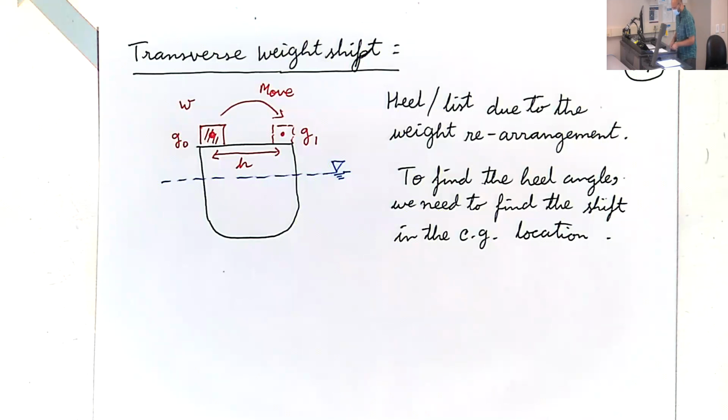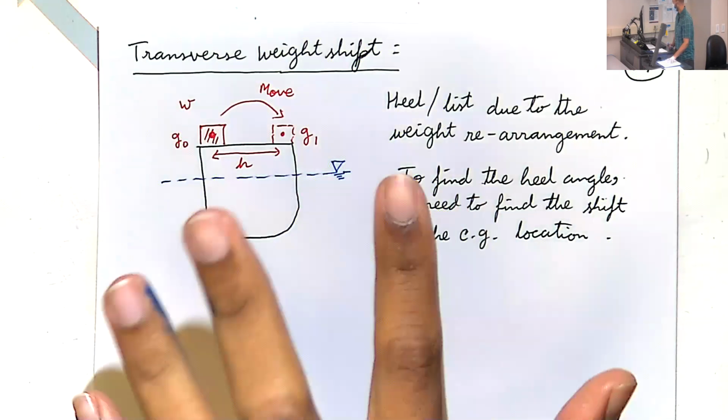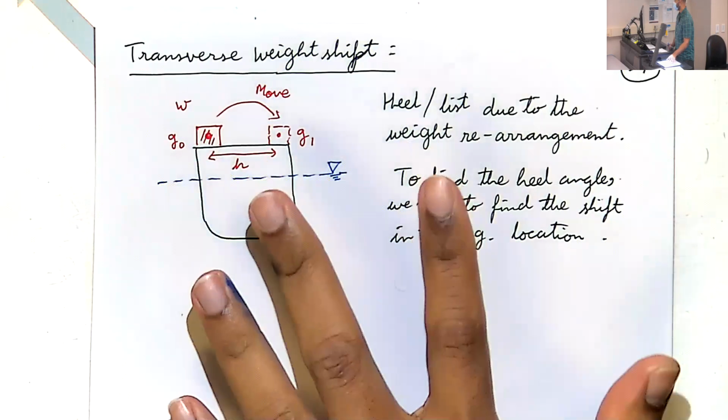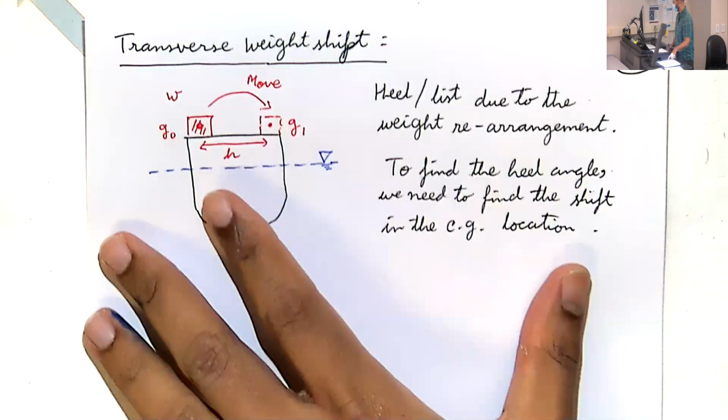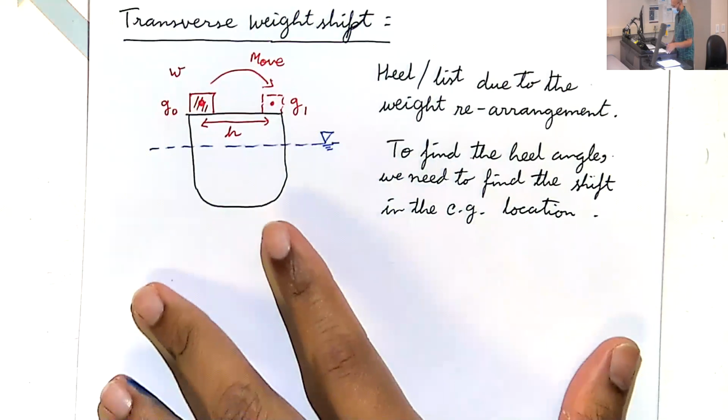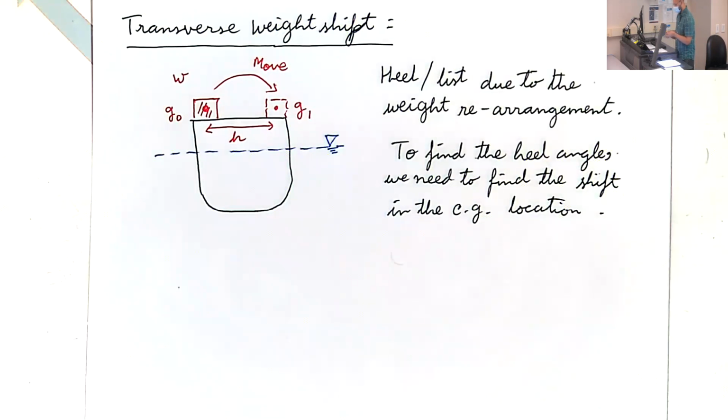Okay, guys. So let's keep going with transverse weight shifts. It's relatively short, and after that we'll do two examples which should help with the homework.